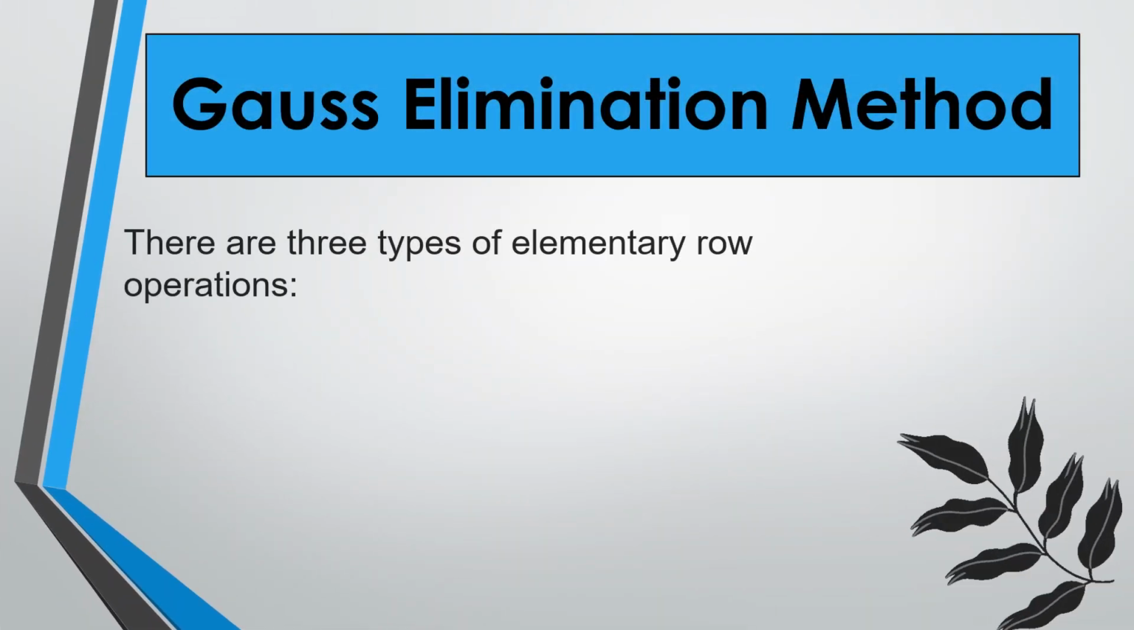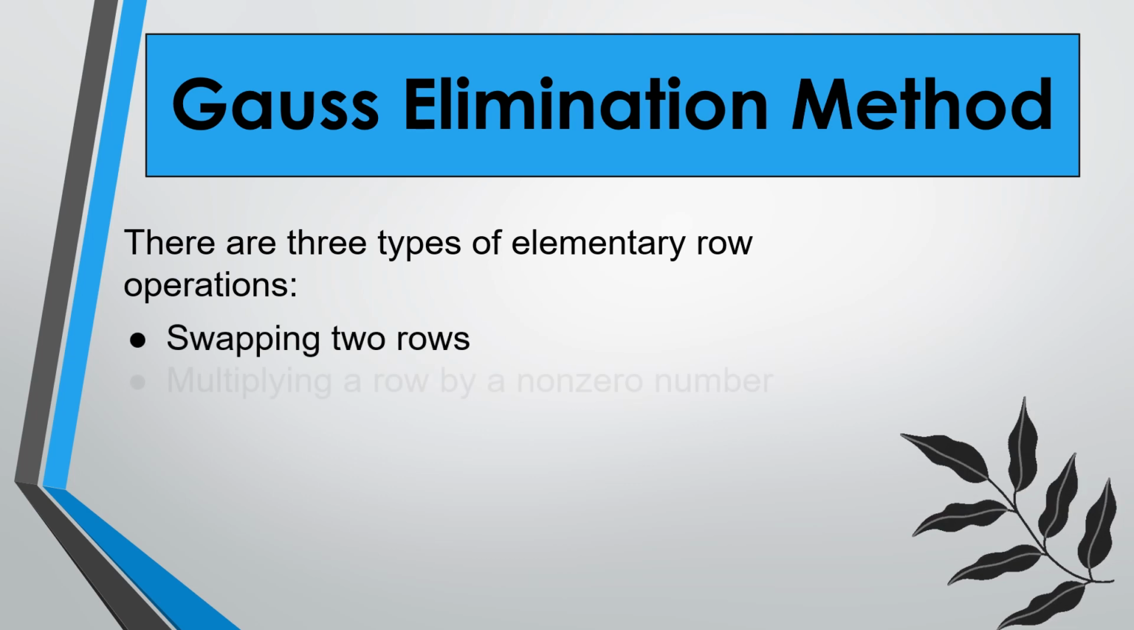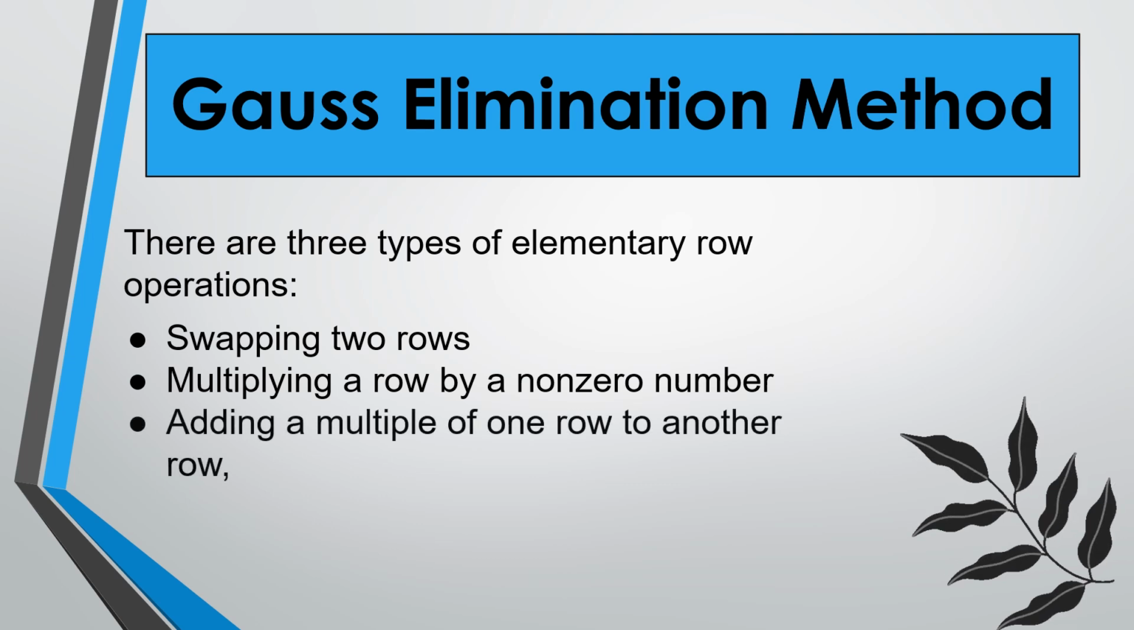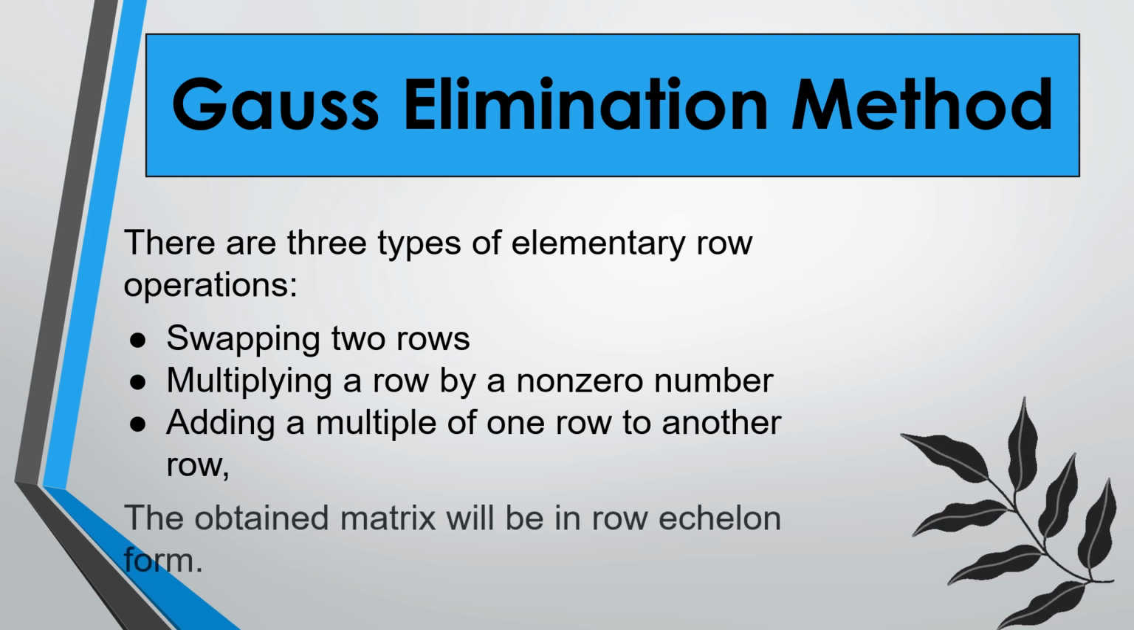There are three types of elementary row operations. They are swapping two rows, multiplying a row by a non-zero number, adding a multiple of one row to another row. The obtained matrix will be in row echelon form.